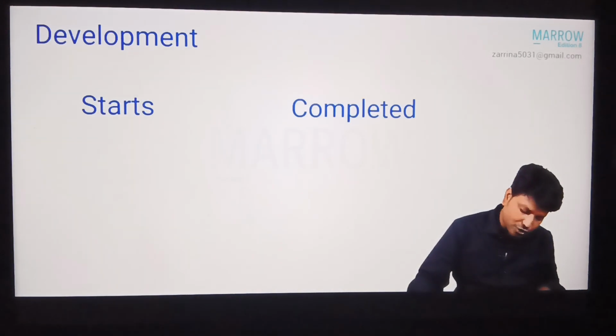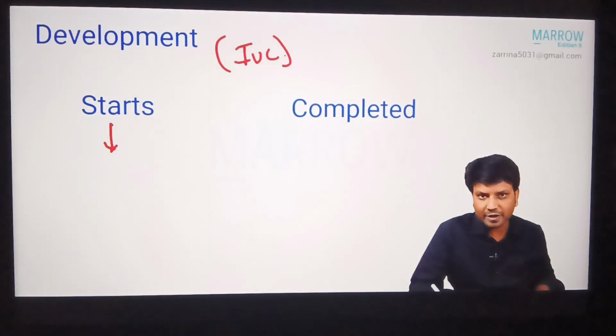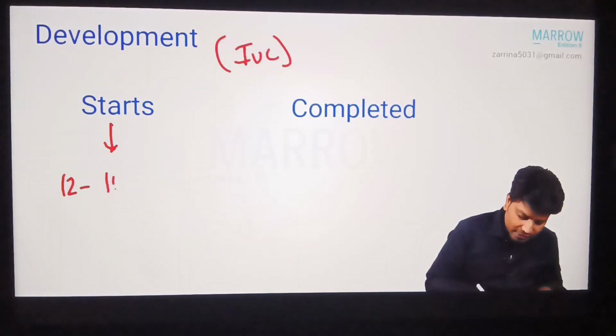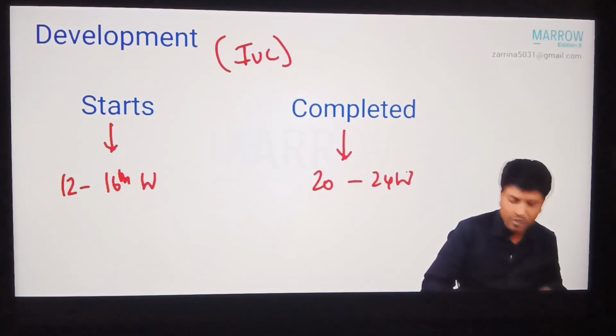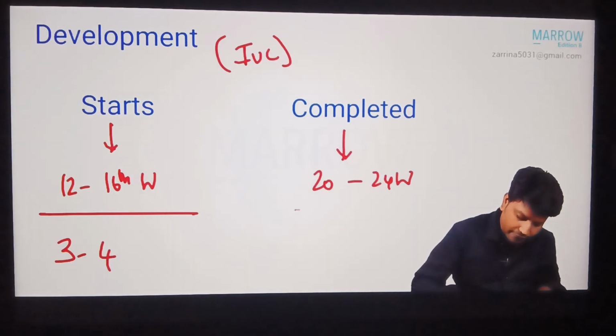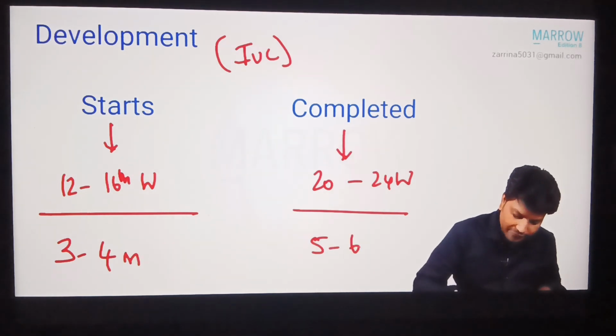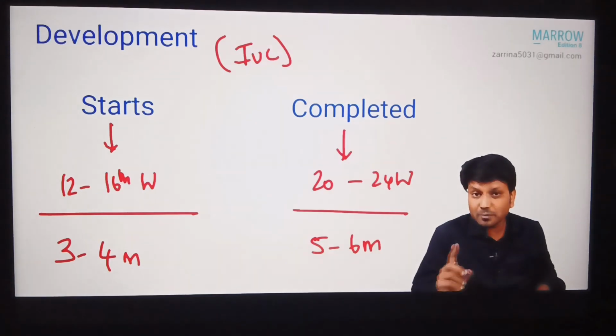Remember, all this is in the intrauterine life, before birth itself, fetal age, right? 12 to 16th week of intrauterine life it starts. It gets completed around 20 to 24 weeks of intrauterine life. You can't remember anything, right? So how can you remember? You can remember 3, 4, 5, 6. You make it into months. 3 to 4 months it starts, 5 to 6 months it gets completed. Right? Not after birth, before birth.